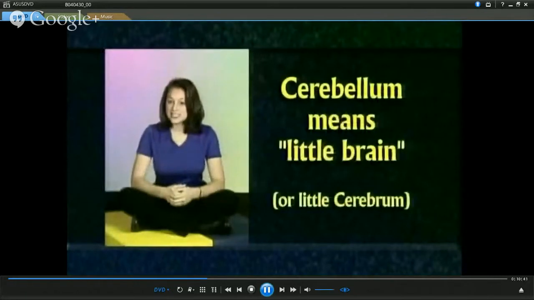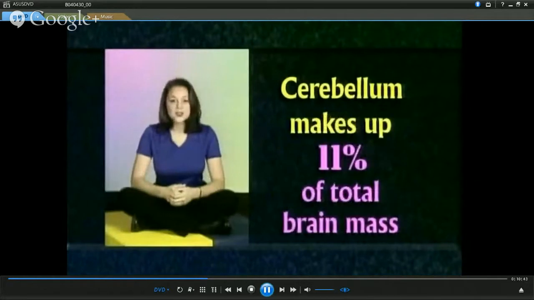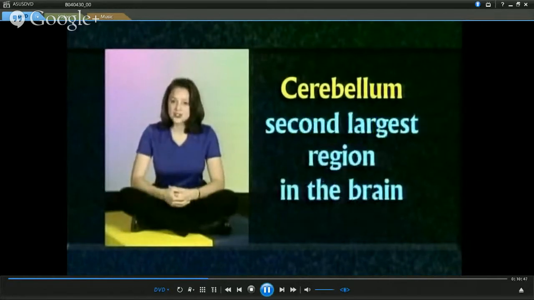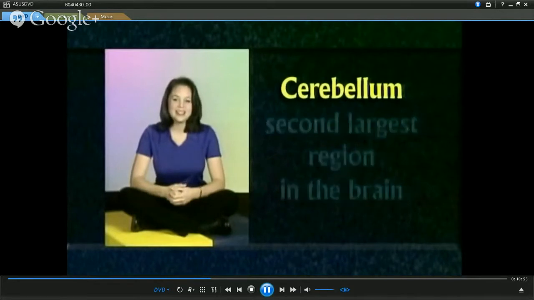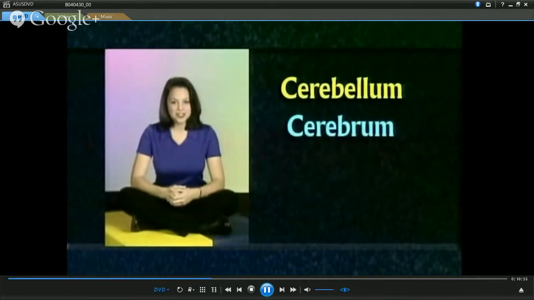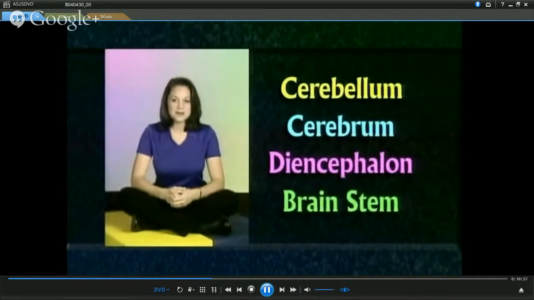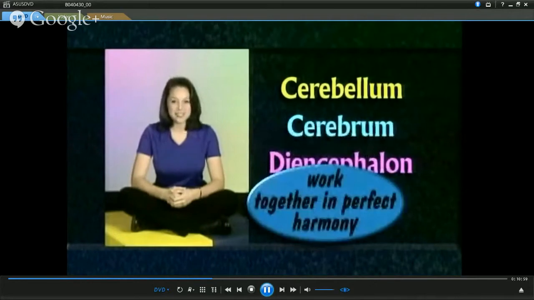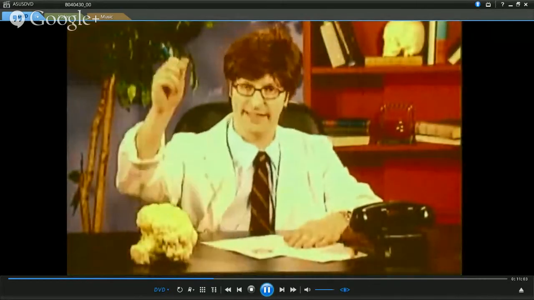Oh, there's one more tricky thing you should learn about the cerebellum. Even though the word cerebellum means little brain, the cerebellum actually makes up 11% of the total brain mass. It's the second largest region in the brain after the cerebrum. So commit that to memory, and you'll know all you need to know about the brain. The cerebellum, the cerebrum, the diencephalon, and the brainstem, they work together in perfect harmony. I'm Dr. Edward Fotis, brain surgeon. Good day.